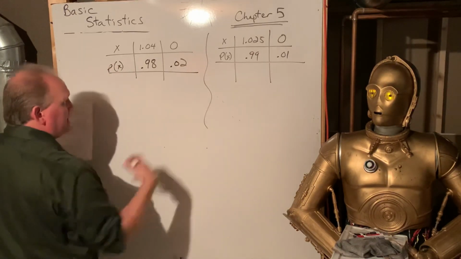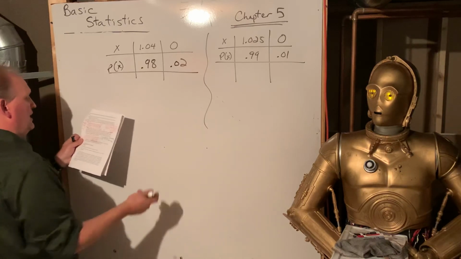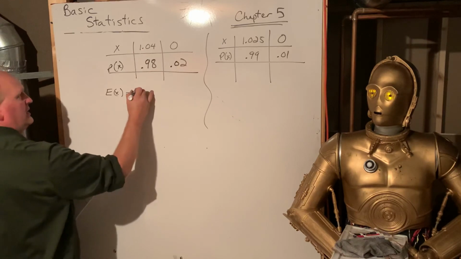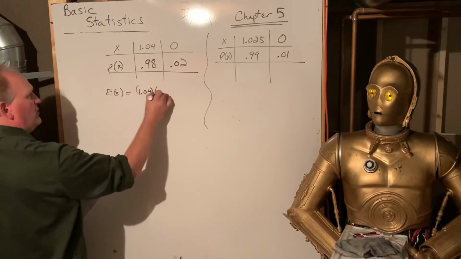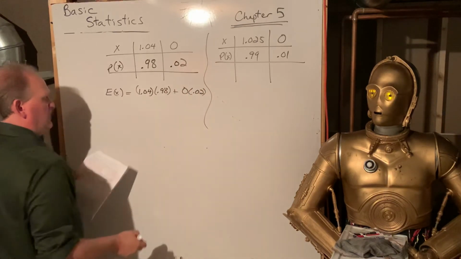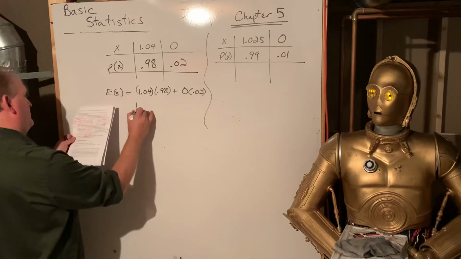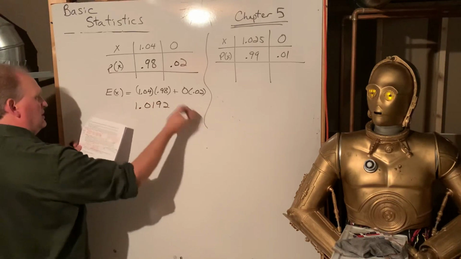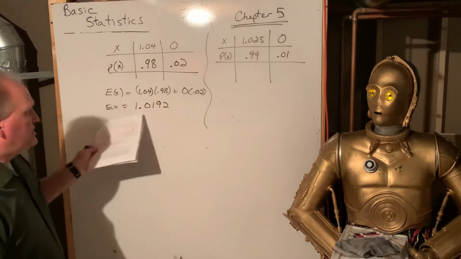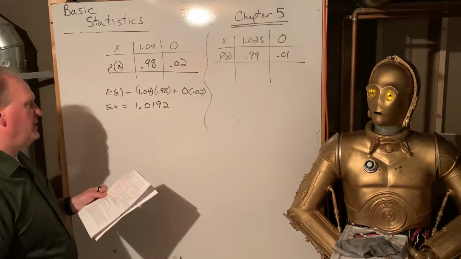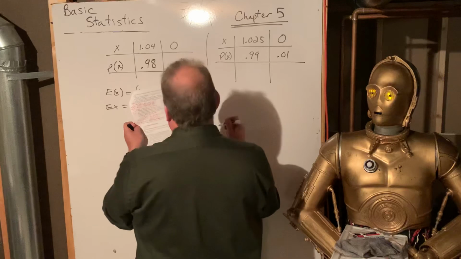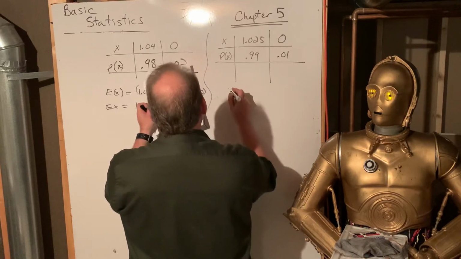So if we are weighing these 2 as which one is riskier, we look at the expected values. So the expected value of this one is 1.04 times 0.98 plus 0 times 0.02. And so that ends up being 1.0192 plus 0, so that's just about 1.02. So it's about a 2% payout.